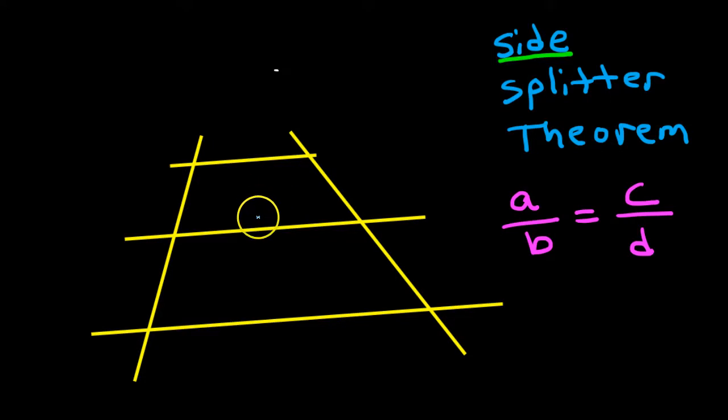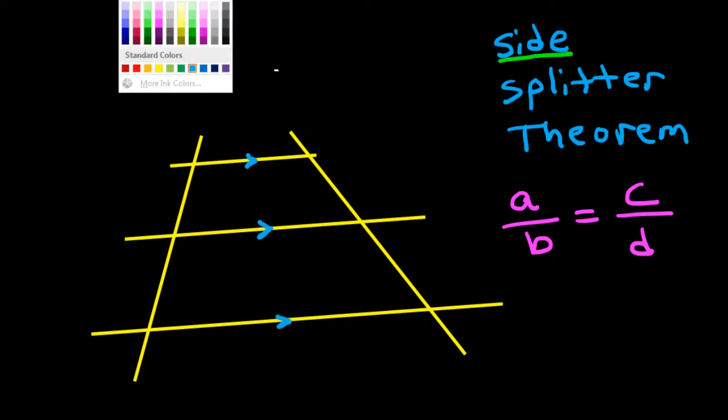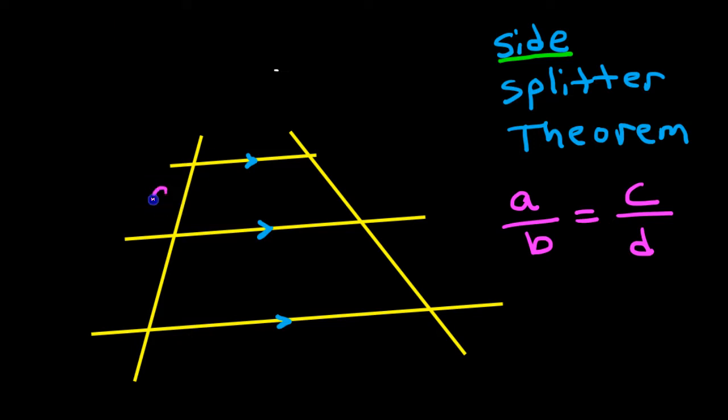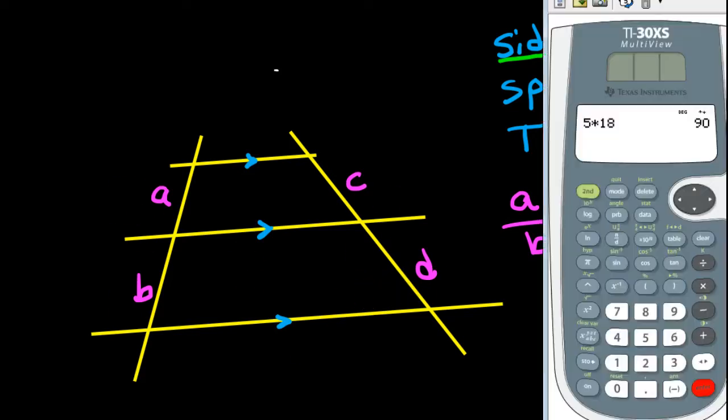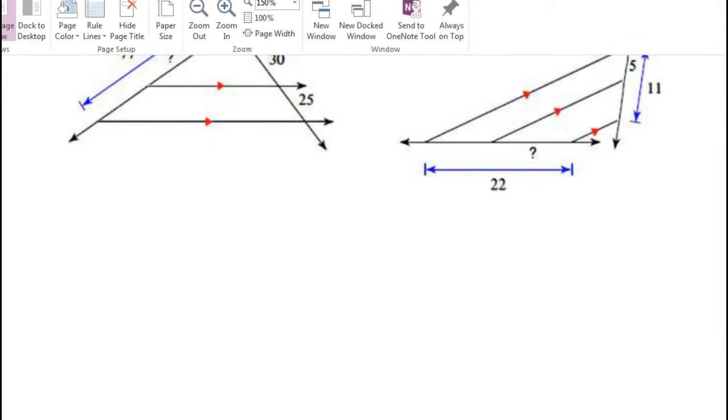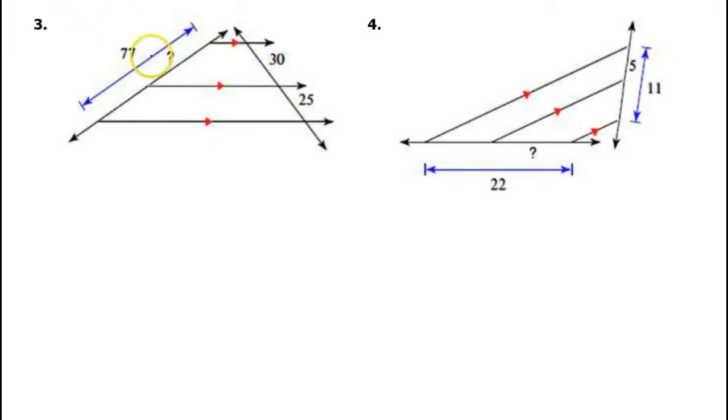Notice that the side splitter theorem still works even if the lines don't form into a triangle, as long as all three of these lines are parallel. So if all three of these lines are parallel, the side splitter theorem still applies. So if this segment right here is A and this is B, and this is C and this is D, then still A over B is going to equal C over D. They're still proportional segments. Okay, so let's see how that shows up inside of a problem.